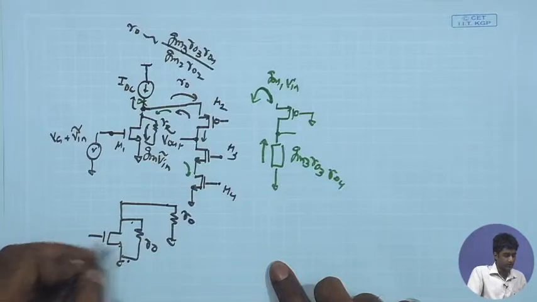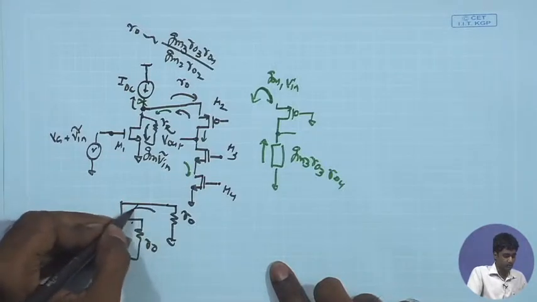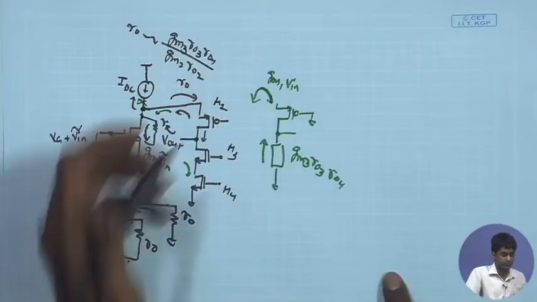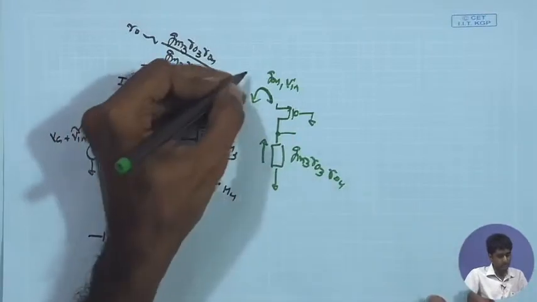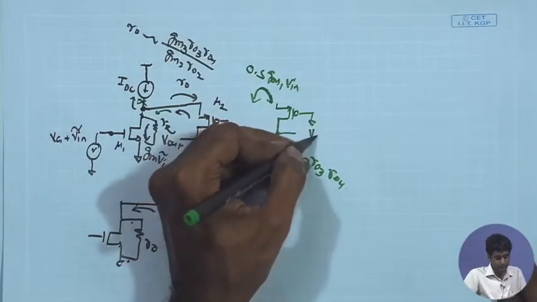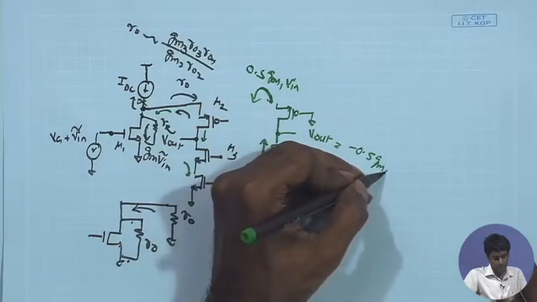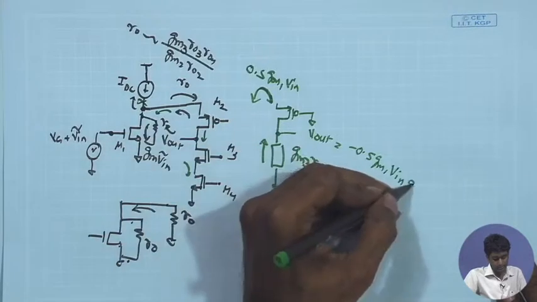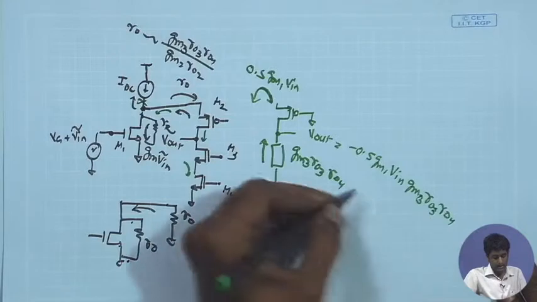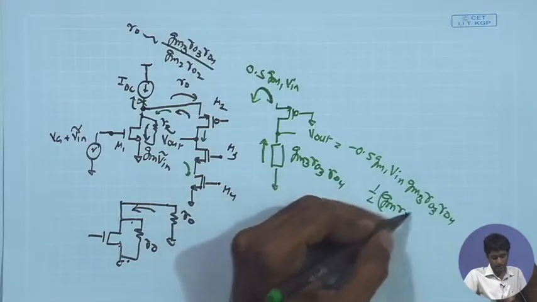So, whatever gm·Vgs is produced by this MOSFET, half of that only goes into the ro looking into the source of M2. Therefore, I have this 0.5 factor coming over here, and as a result the Vout can be given as minus 0.5 gm1 Vin times this gm3 ro3 ro4, and of course, we are having an overall gain of 1 upon 2 gm ro square.